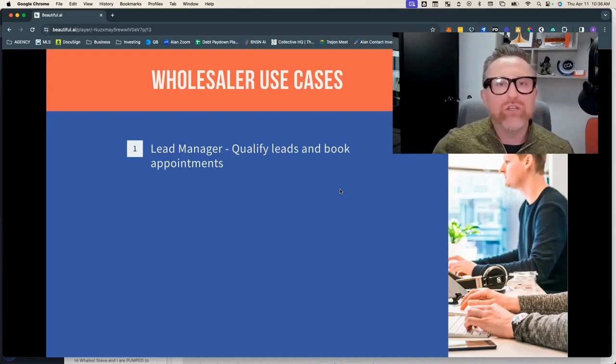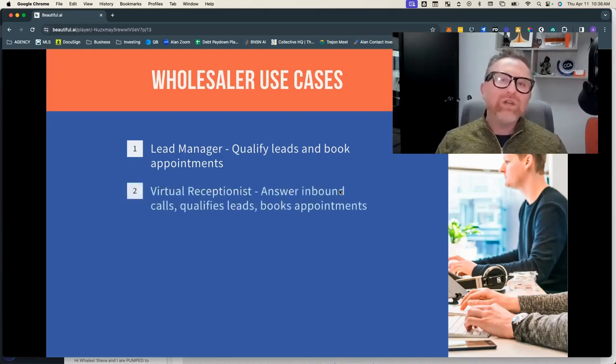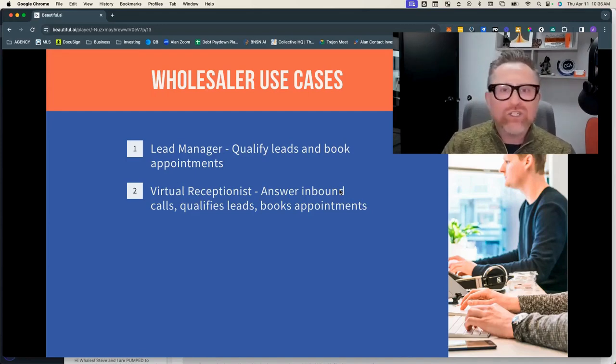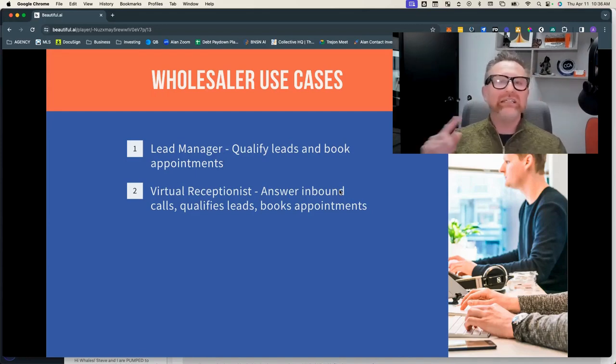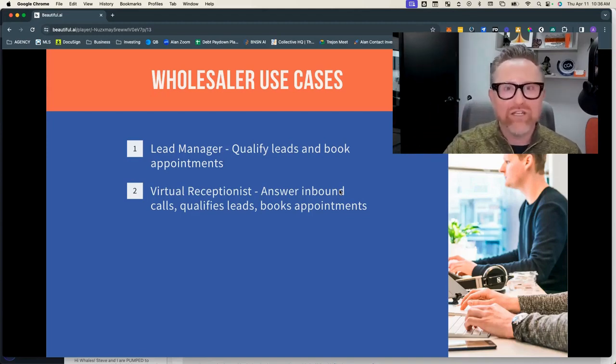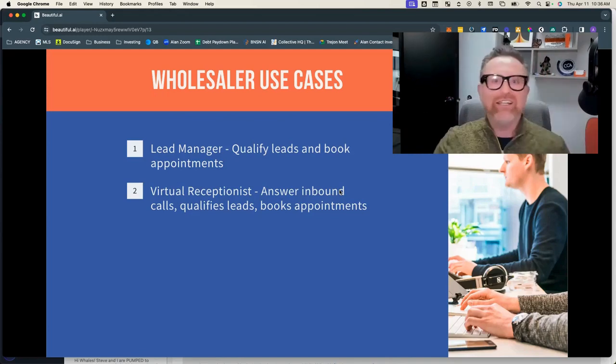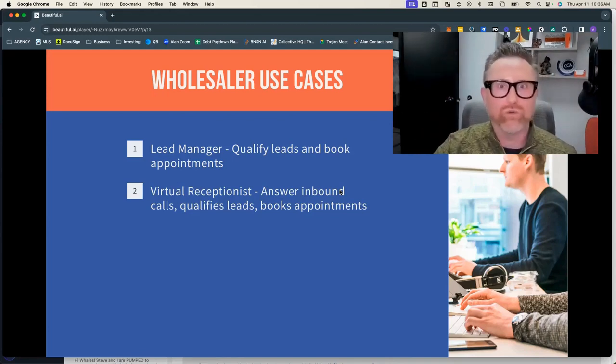But some of the other things that you can also use it for: you could have a virtual receptionist, right? So this could be a voice AI that's picking up the phone anytime someone calls in the number that you put on your postcards, and it can answer their questions, it can qualify the leads, it can book appointments with them, right? So you've got a 24/7 person that's answering your phones for you, right? So you never have to worry about missing a call.